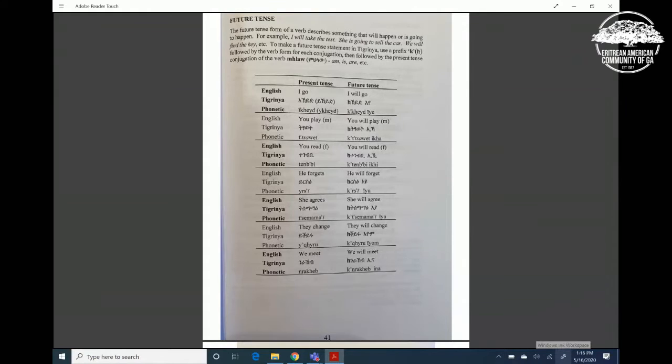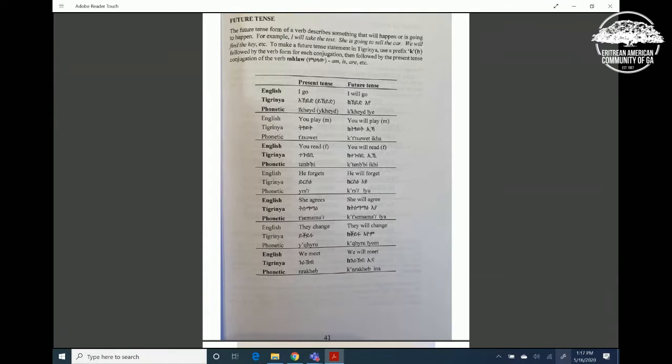The future tense form of the verb describes something that will happen or is going to happen. For example, I will take the test. I will take the test. Take is ሙሳድ. The test is ፈተና ወይ ከዓ መርመራ.